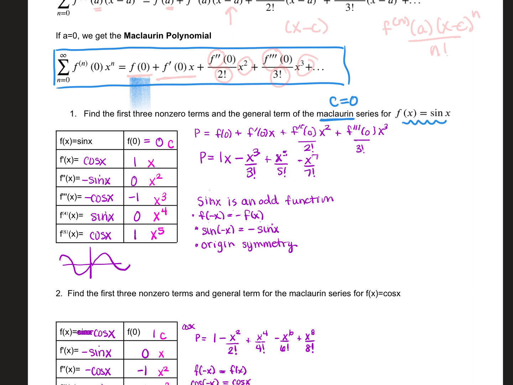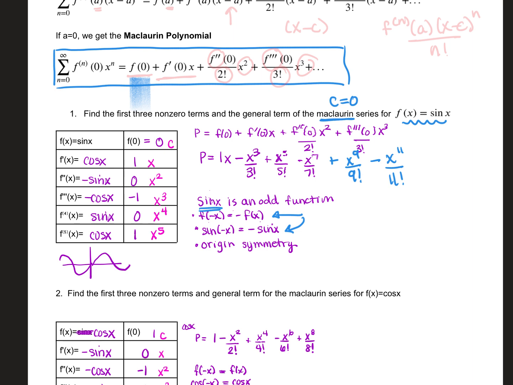So each time we're going up, we're doing the odds. So the next one's going to be plus x to the 9th over 9 factorial minus x to the 11th over 11 factorial. If you remember from pre-calc, sine was considered an odd function for a couple reasons. An odd function means that f of negative x is going to equal negative f of x. That's true because sine of negative x was equal to negative sine of x. The other thing that all odd functions have is origin symmetry.